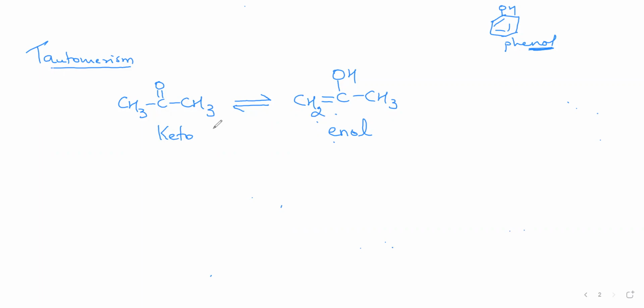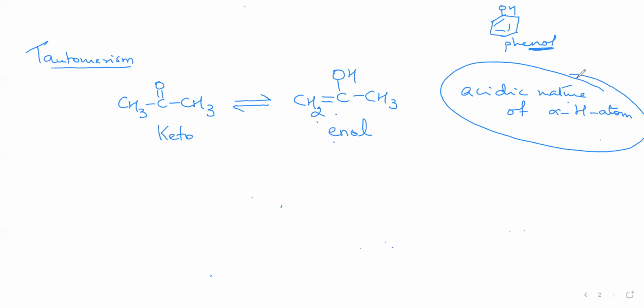There are very few examples for tautomerism. One example which I've given you is keto-enol tautomerism. Okay. I'll be doing all the examples where keto-enol tautomerism occurs. Okay, why would this happen? That is a good question. Tautomerism occurs due to the acidic nature of the alpha hydrogen.